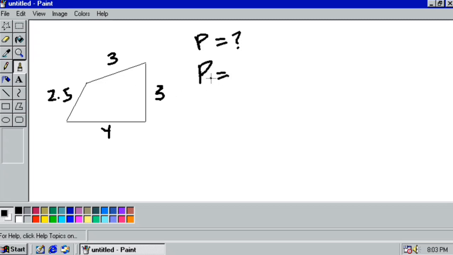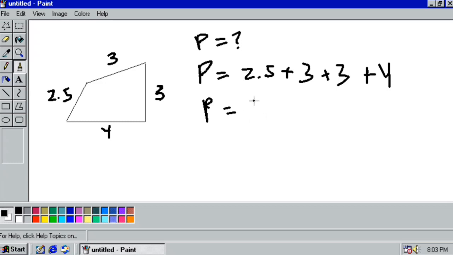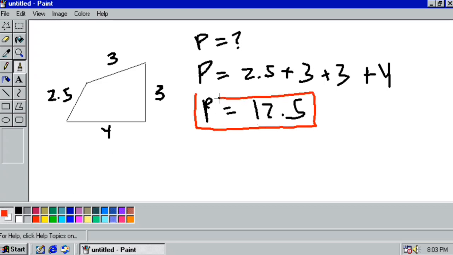So for example here we have 2.5, then we're gonna add 3 and add 3 again, and lastly 4. So 3 plus 3 is 6, 6 plus 4 is 10, and 10 plus 2.5 is 12.5. So the perimeter of this figure is 12.5 units.